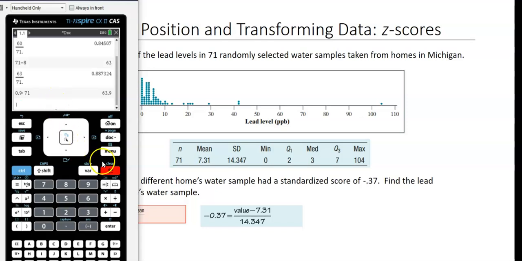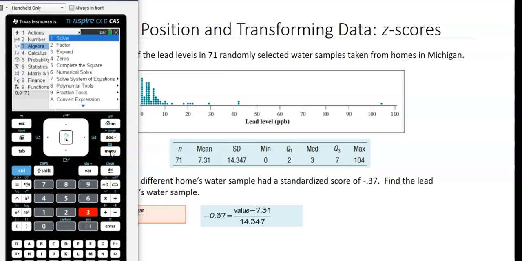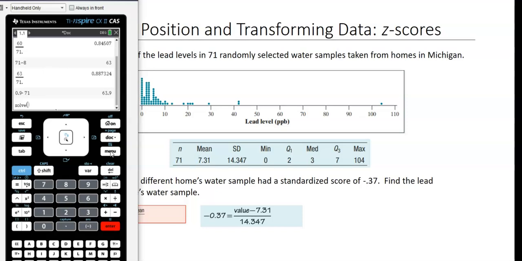So a lot of folks use the solve command here. So menu, algebra, solve. And so you can just type in the equation, negative 0.37 equals, control divide, x minus 7.31 over 0.347. And then we have to put comma x. Don't forget that when you use this command, comma x, or whatever the variable is you're solving for, and it should solve it for that variable.